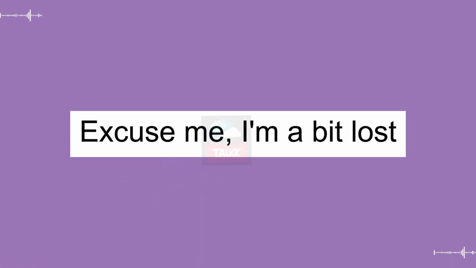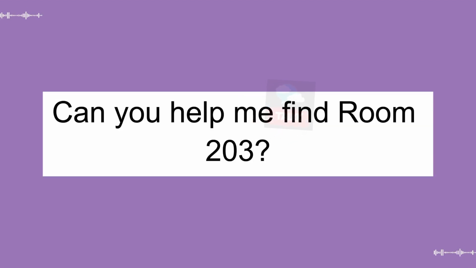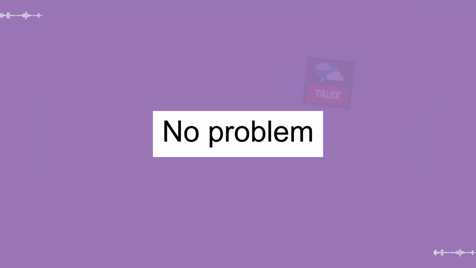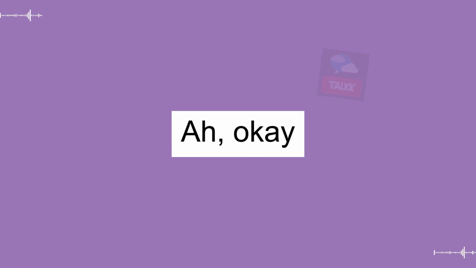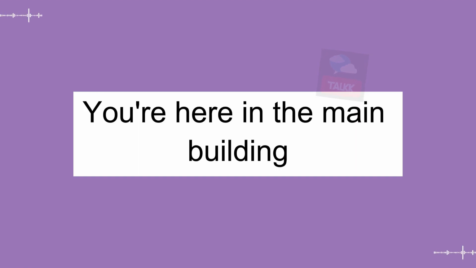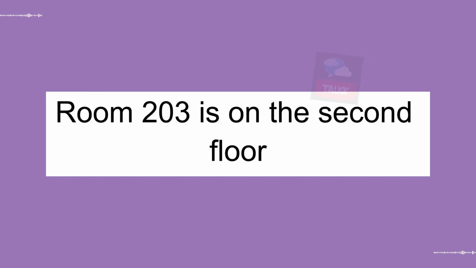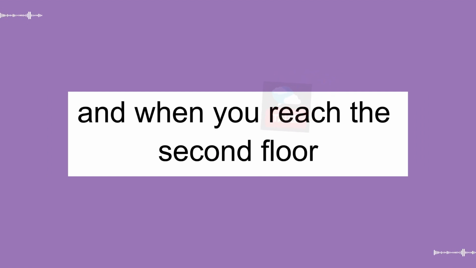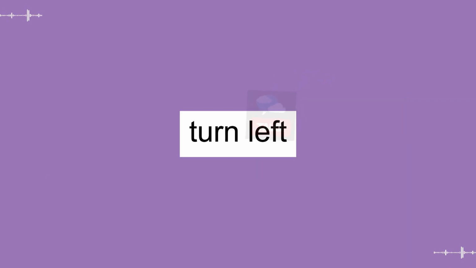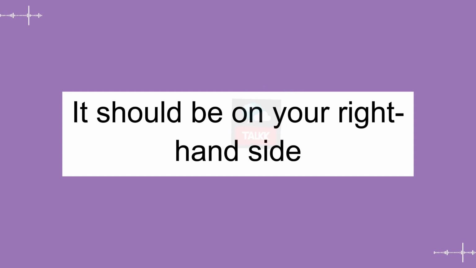Excuse me, I'm a bit lost. Can you help me find room 203? Of course. No problem. Let me check the map real quick. Okay. You're here in the main building. Room 203 is on the second floor. Just take the stairs over there, and when you reach the second floor, turn left. It should be on your right-hand side.